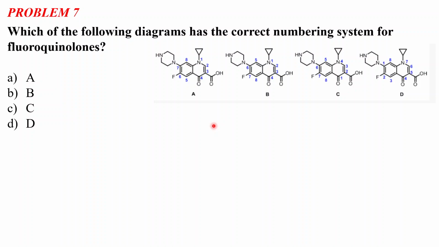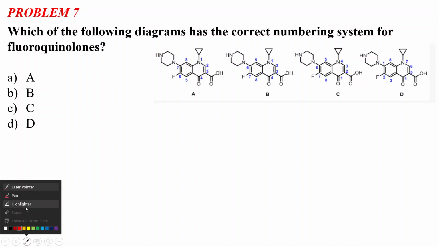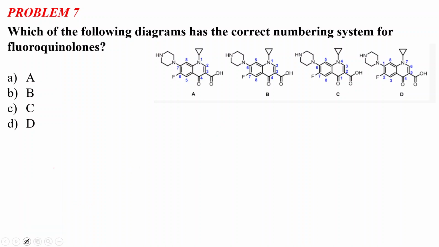Fluoroquinolones are the quinolone class of antibiotic agents. Okay, this is the structure of quinolone. We all know the structure of quinoline. So basically, I will just show you once. The structure of quinoline is a bicyclic heterocyclic molecule.